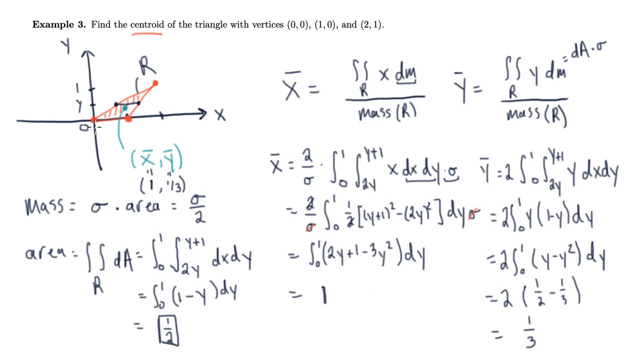And you can kind of see it makes sense. So 1/3 is about here, and 1 is there. So there is the centroid, or center of mass, right there.